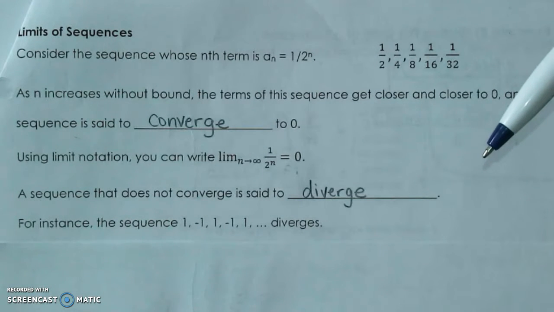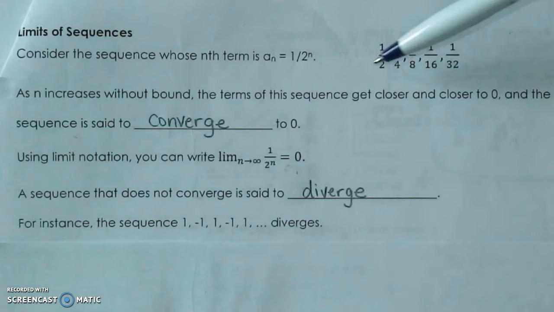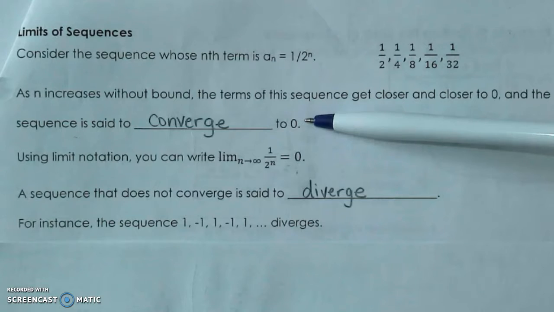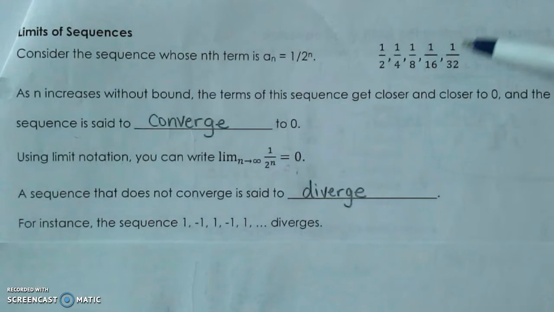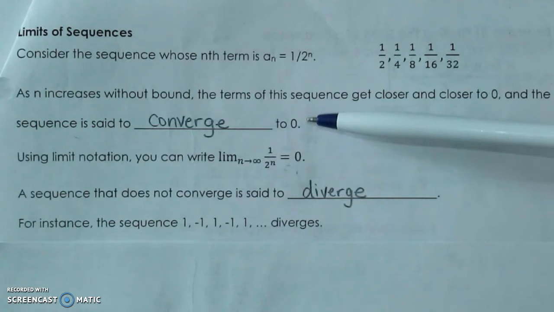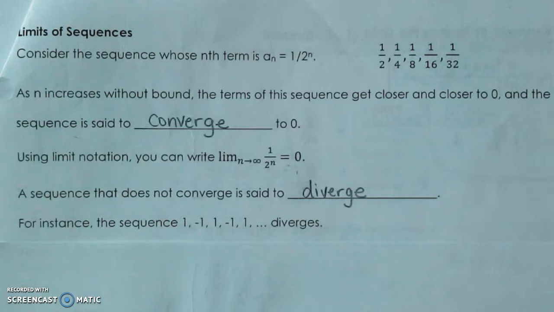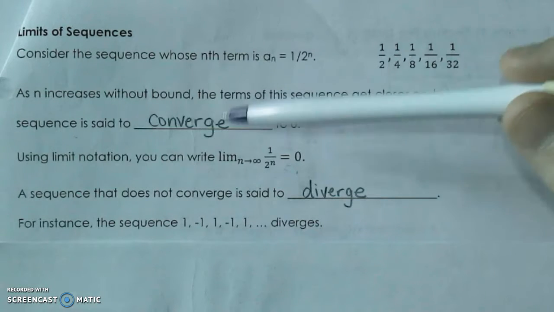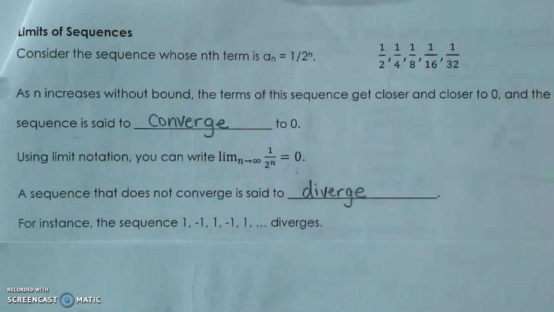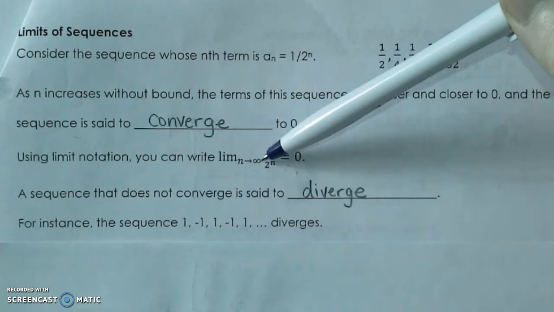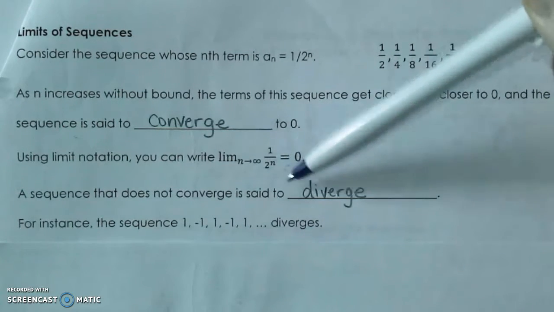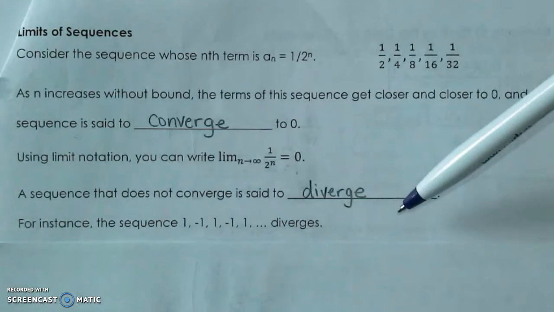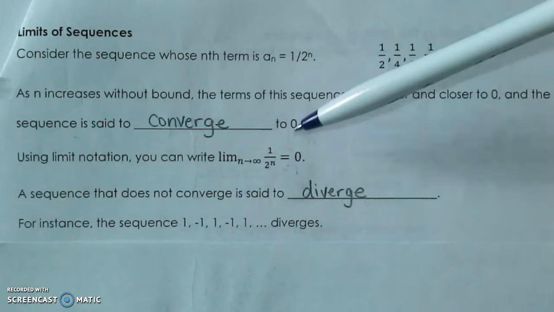It doesn't have to go to zero to converge, it just has to come down to one number, where the further you go in the sequence, the closer it gets to a certain number. In this case, it's getting closer to zero, so we say the sequence converges to zero. Limits are used to define convergence, so that's saying that if we take the limit and take the number of terms to infinity and we get a number, then it's said to converge there.